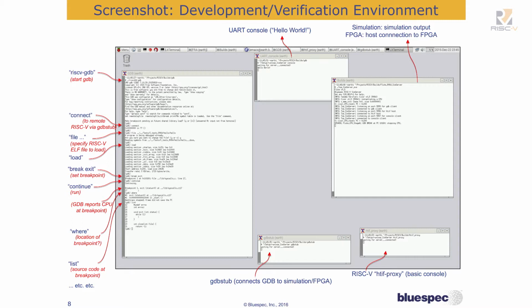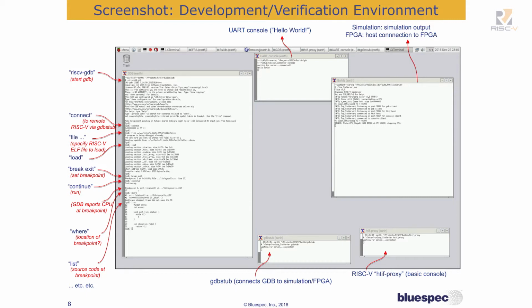On the right-hand window there is where we are running the simulation of the CPU, if it's a simulation. And if you're running on an FPGA, it's running behind the scenes on the FPGA, and this is the host-side proxy for whatever's running on the FPGA. And the whole environment looks exactly the same, whether you're running in simulation or whether you're running something on an FPGA.